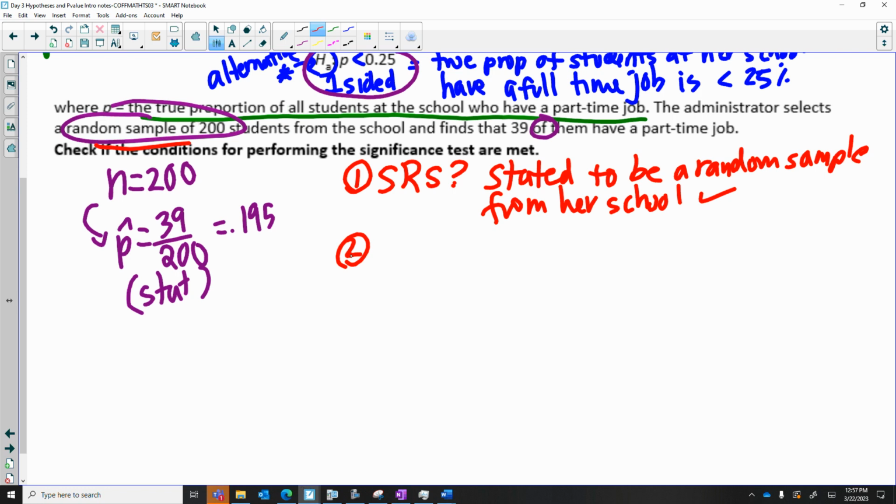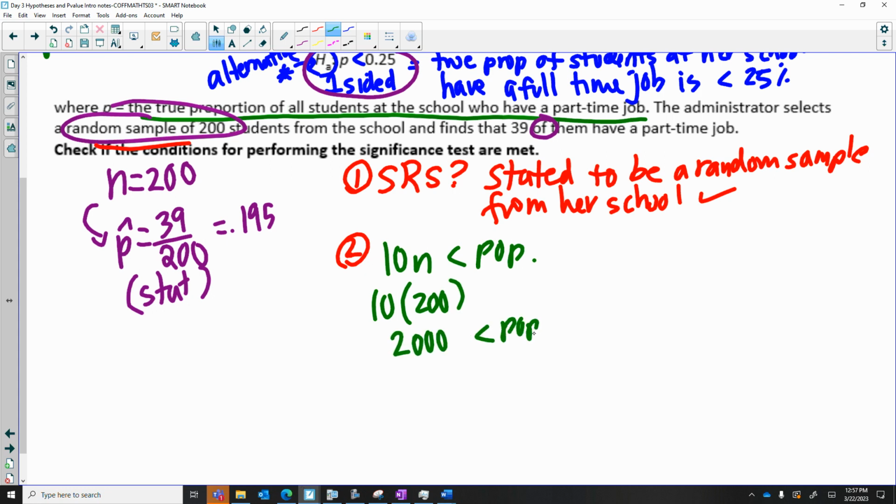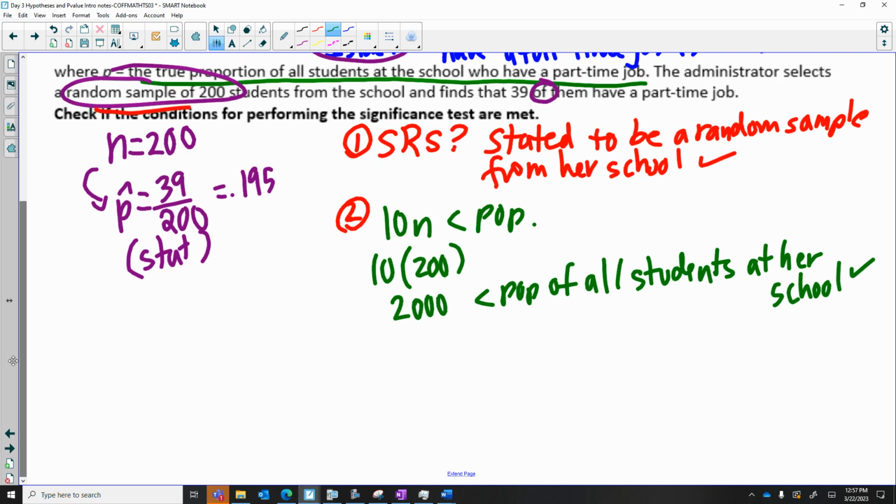Next one, number 2, we're going to check that 10 times n is less than the population of interest. So her sample was size 200. 10 times 200 is 2,000. Is that less than the population of all students at her school? Only if her school is big enough, right? So we will hope it is, if it's a large high school. That's met. And then the last one we have to check is n times p and n times q are greater than or equal to 10.